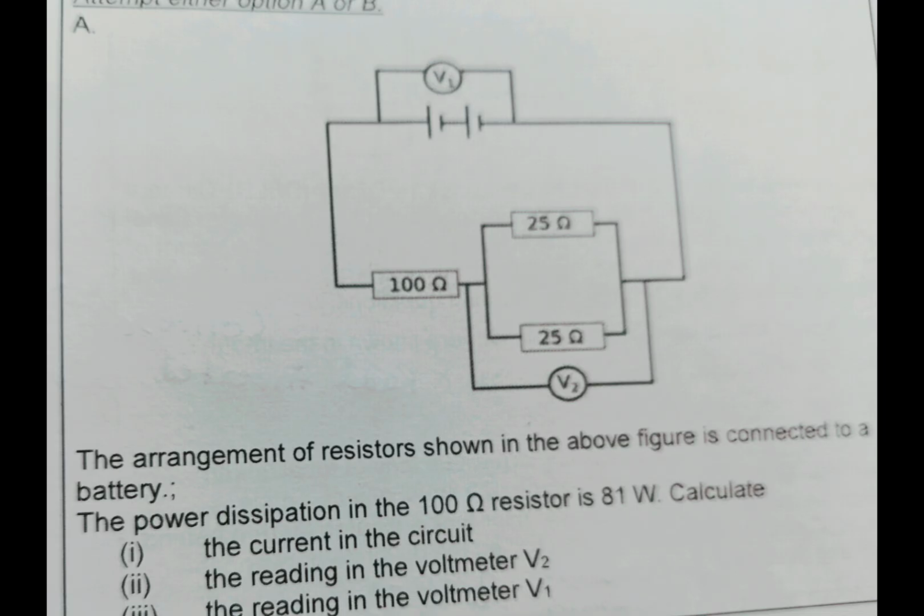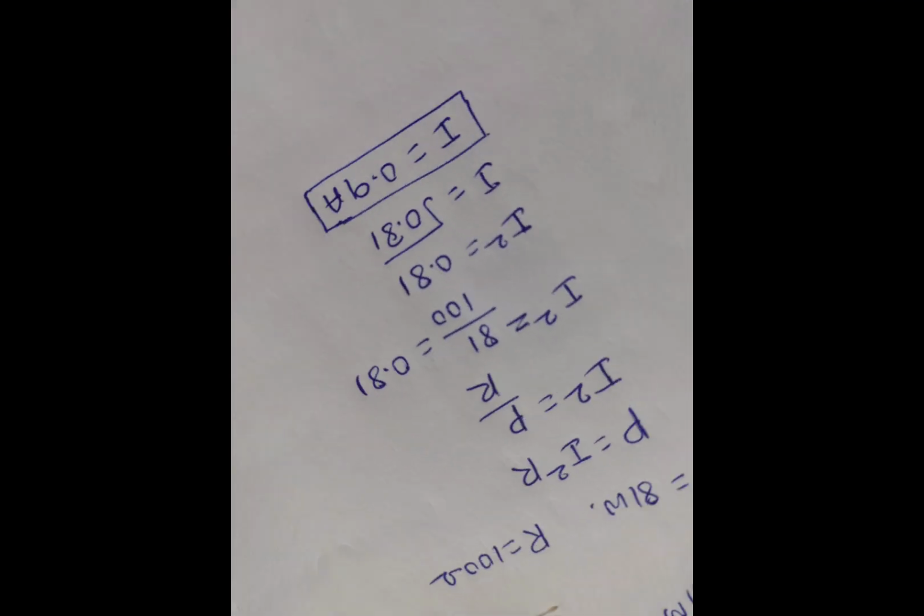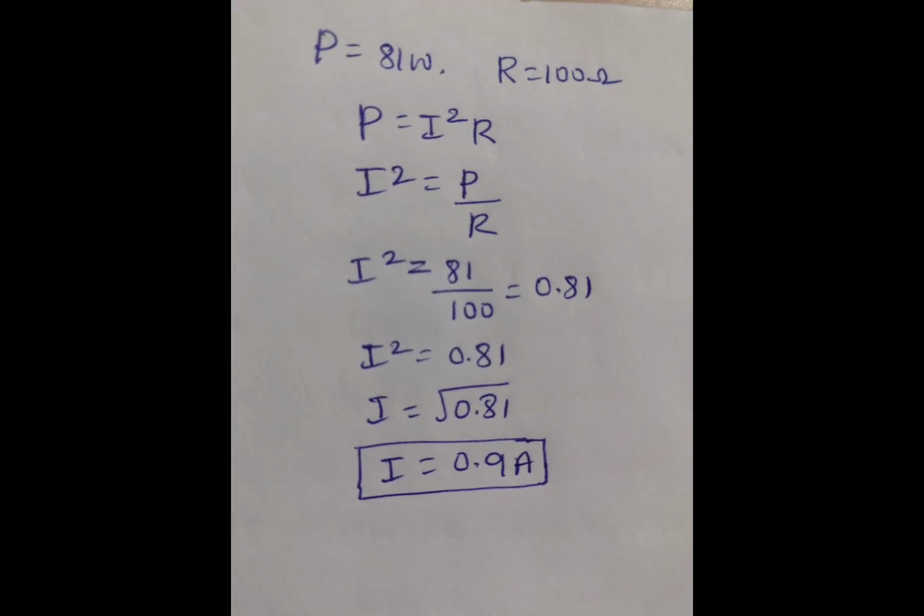So first we'll solve current in the circuit. They given power value, that is 81 watt, and resistor value they given 100 ohm. By using these two, we can find out current value. You know power formula, right? P is equal to I square R. So rewrite the formula, I square is equal to P by R. So now substitute the values.